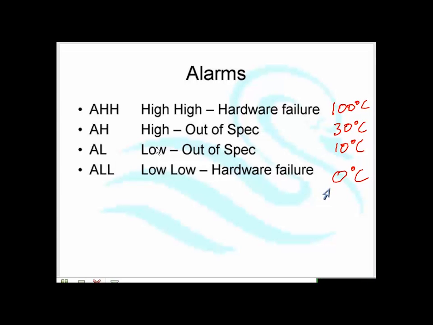At least you'd hope not. So in that case, rather than act on what the gauge is giving you, ignore it. Ignore the gauge readings, go to the secondary gauge, or shut down the control system, because that high high or low low indicates that the gauge is broken, and the values it's giving should not be acted upon.